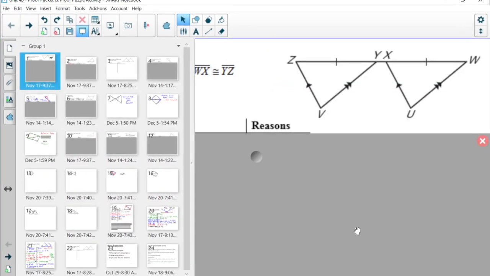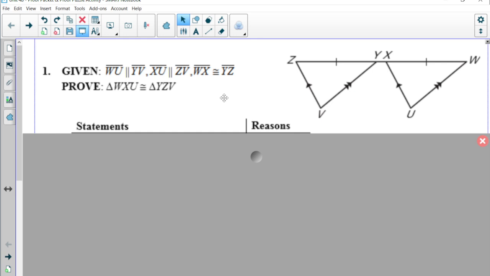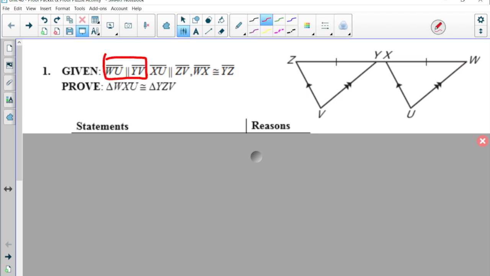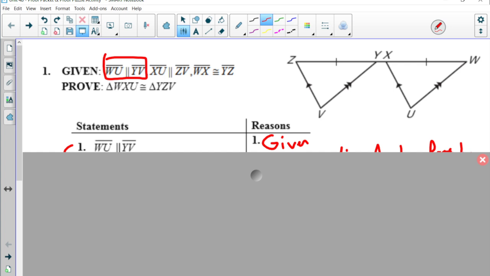So first example. This is your first example on the next page here. All right. Here is our first piece of given information. Our reason is that it's given. Anytime you're copy pasting right from the given, your reason is given. Done.